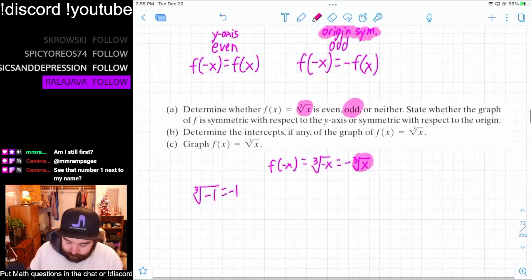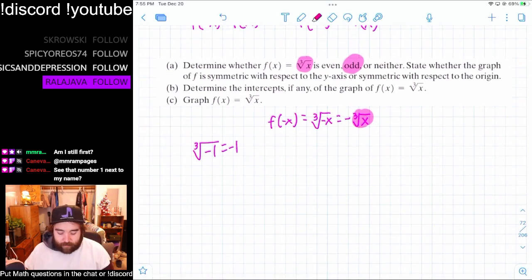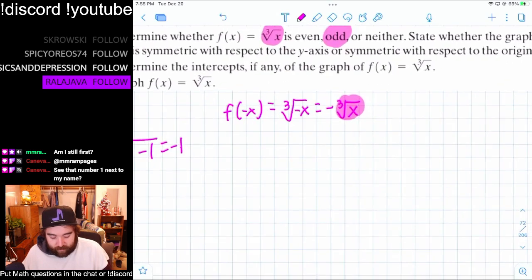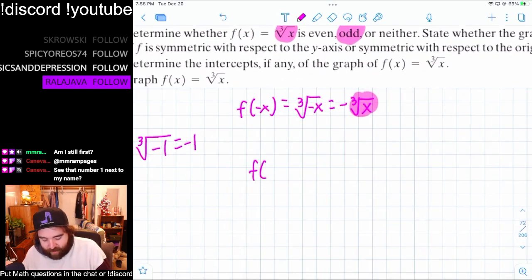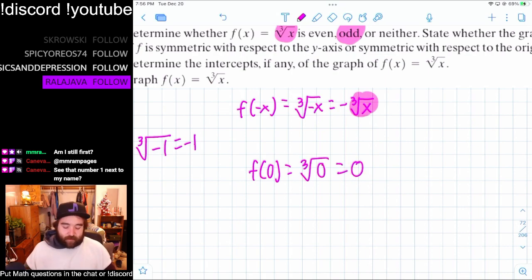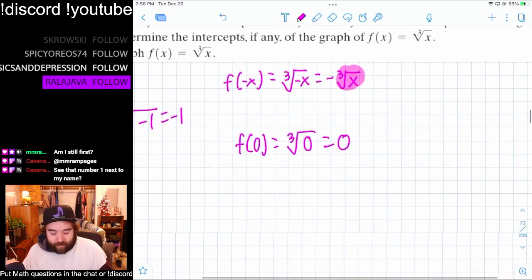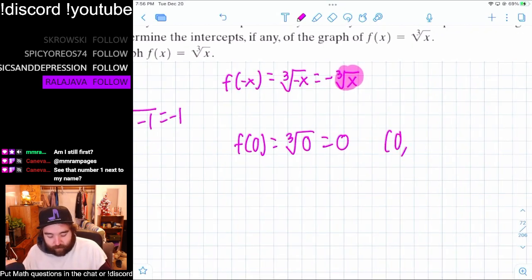So, determine the intercepts, if any. So, how do you find a y-intercept? That's the easiest. You always just plug in 0 for x. So, if we find f of 0, well, the cube root of 0 is just 0, because 0 times 0 times 0 is 0. So, that's going to be our y-intercept at 0, 0.